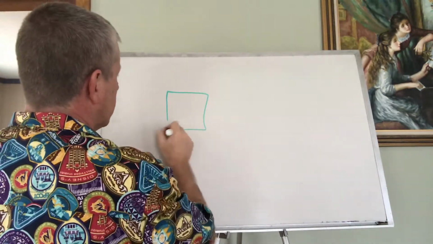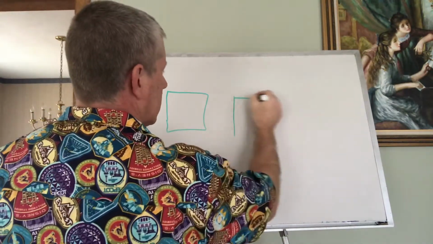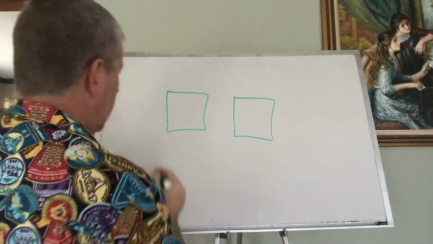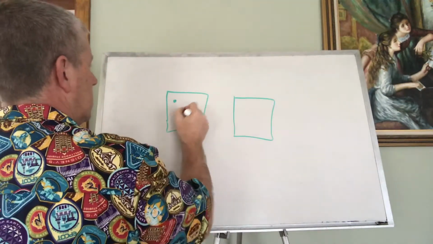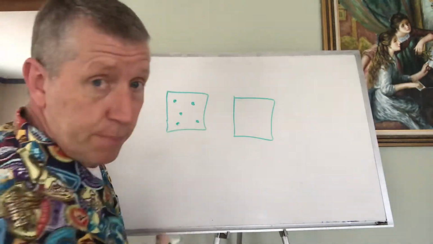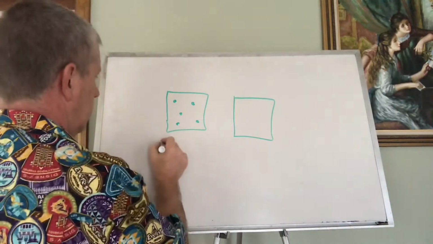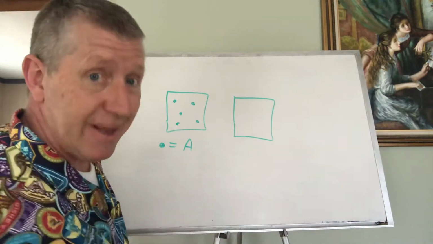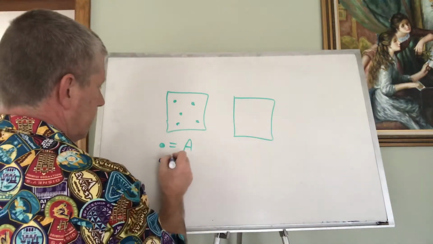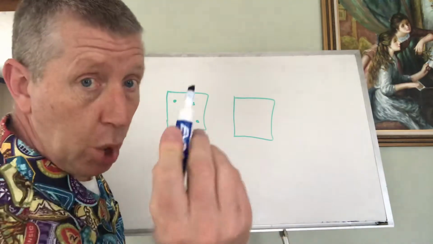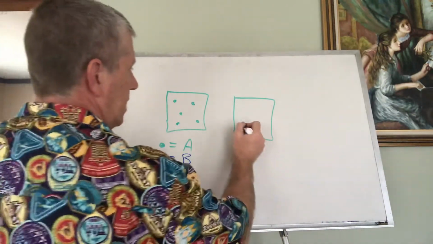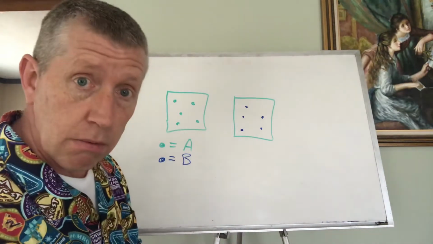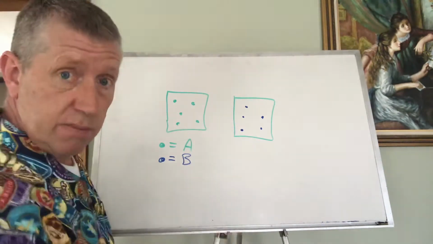Dalton's Law, so we've got two containers. Okay? Equal volumes. This container here has 5 particles of gas A. Green. The green will equal gas A. Gas B. Blue. Now this container over here has 5 particles of gas B. Okay. Pretty simple so far.